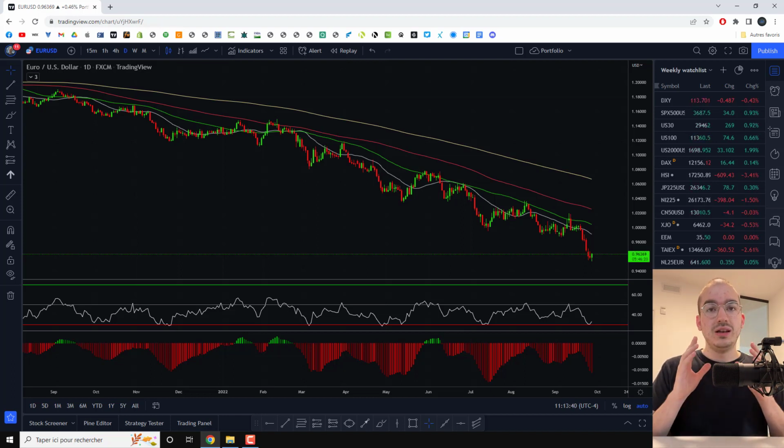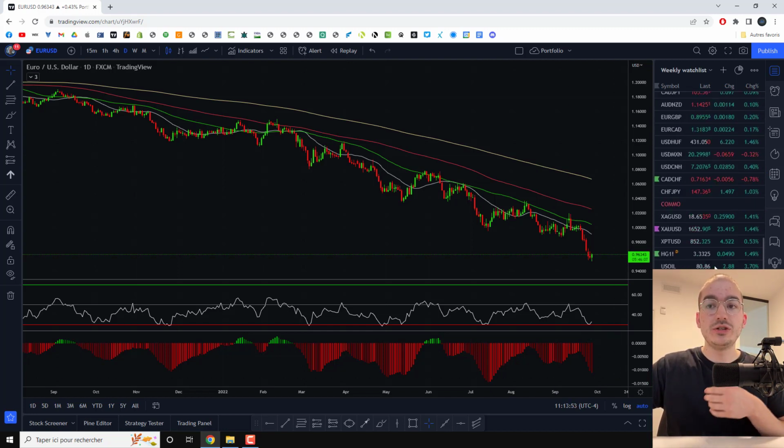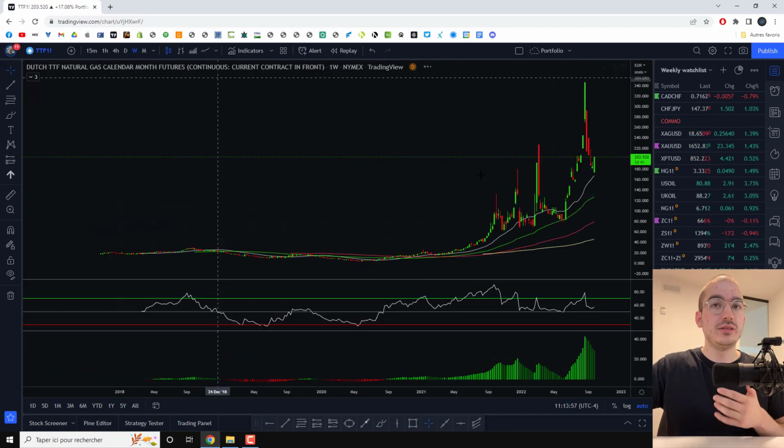So let's start. All right, so Euro USD, first of all, let's look at the fundamentals for the euro and for the dollar, right? Now, in terms of the euro, overall for this year, it has been mostly negative. And the reason why is simply because Europe is facing a massive energy crisis at the time being, right?